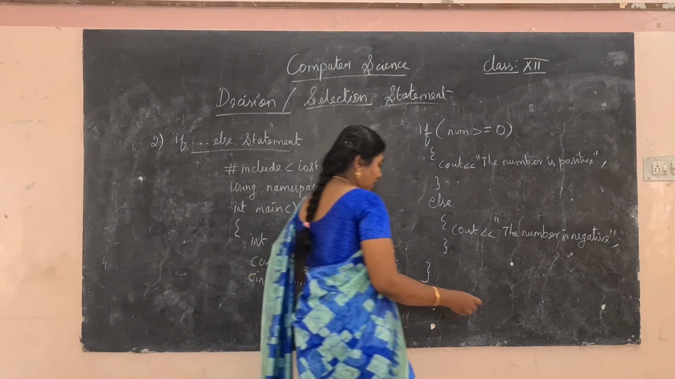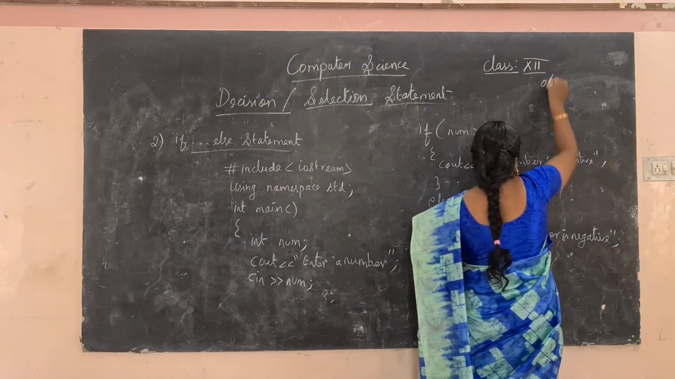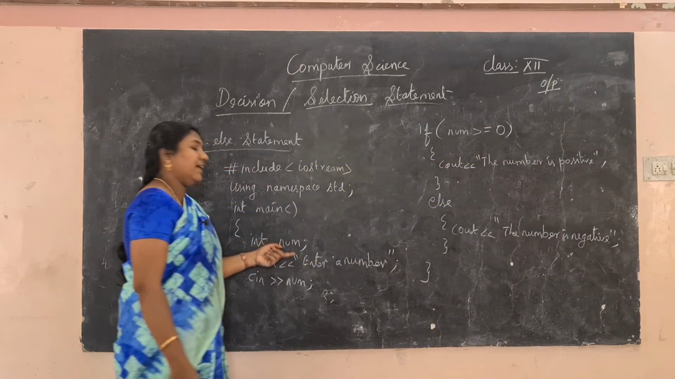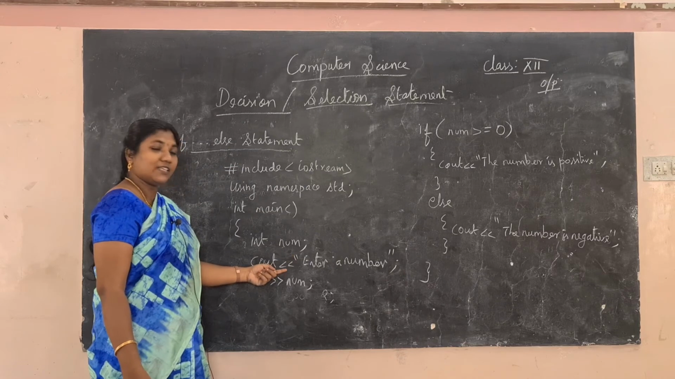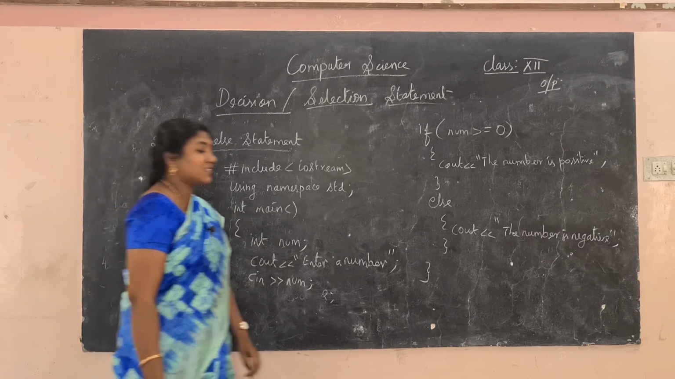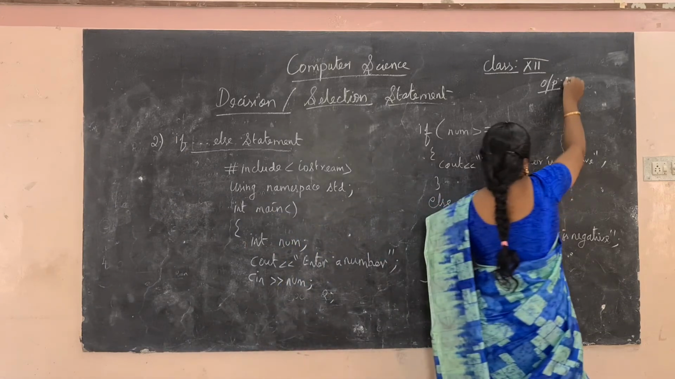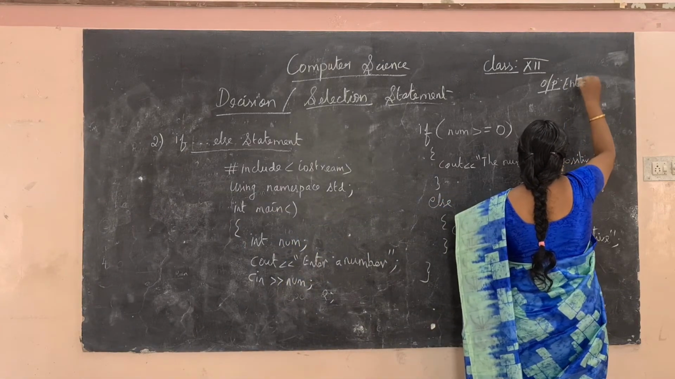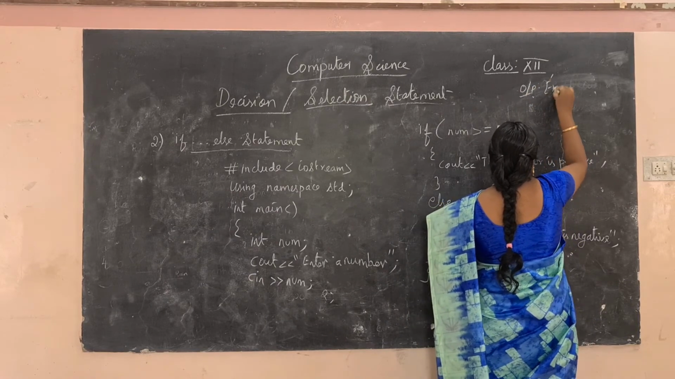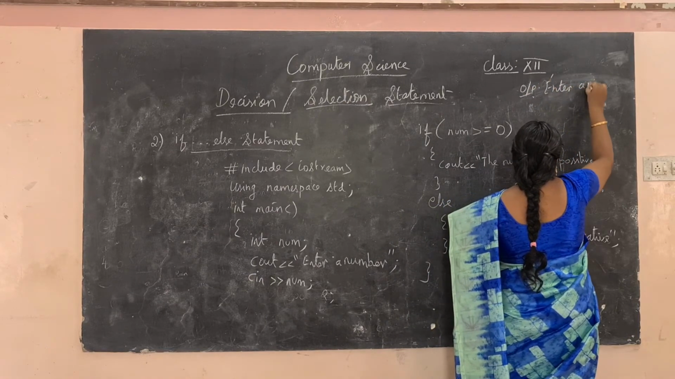Okay, so let us see what will be the output. What will be my output? First it will create a variable, then it will come to the second line. In the second line, what has been given? cout, then it will ask me to enter a number. So: enter a number.